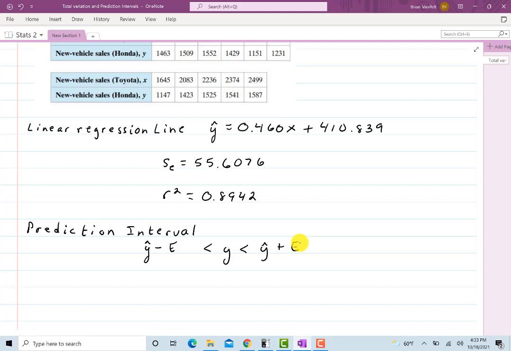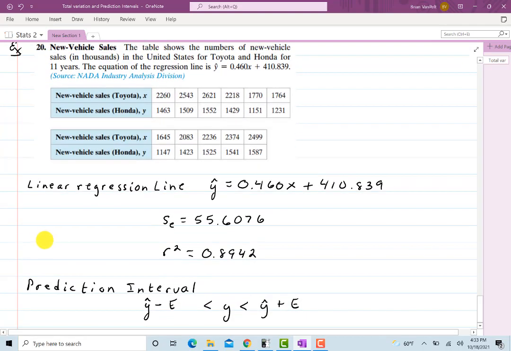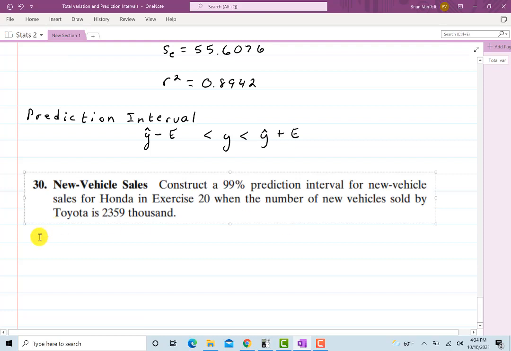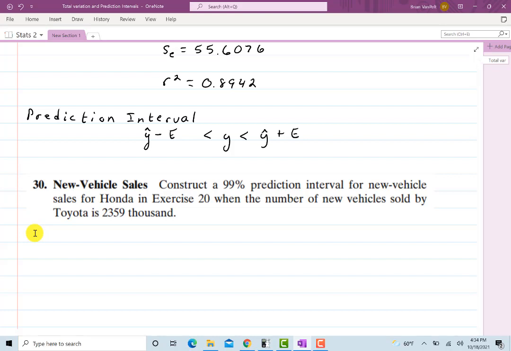Let's read through this problem for a minute. These are new vehicle sales, and they show Toyota and Honda in sales. These are given in thousands, so keep that in mind when we write our final answer. All these things are in thousands. So we have the new vehicles in sales in the United States for Toyota and Honda. Now we want to use the information that we have to construct a 99% prediction interval.